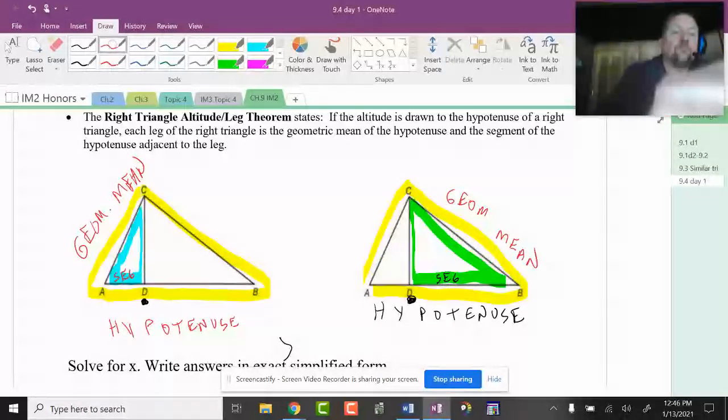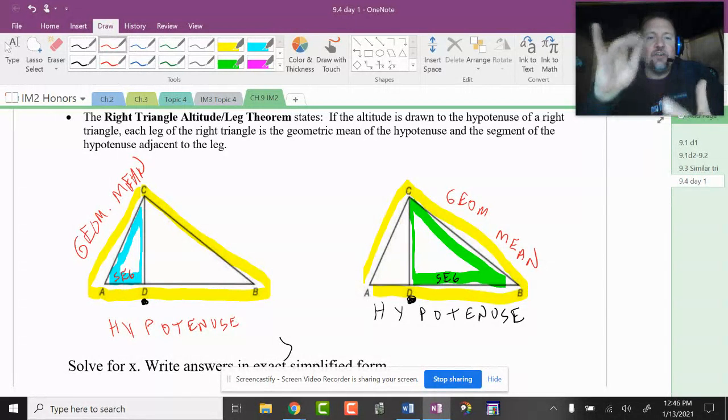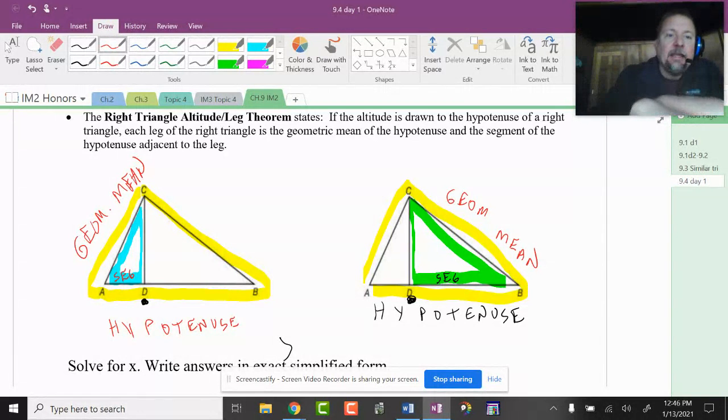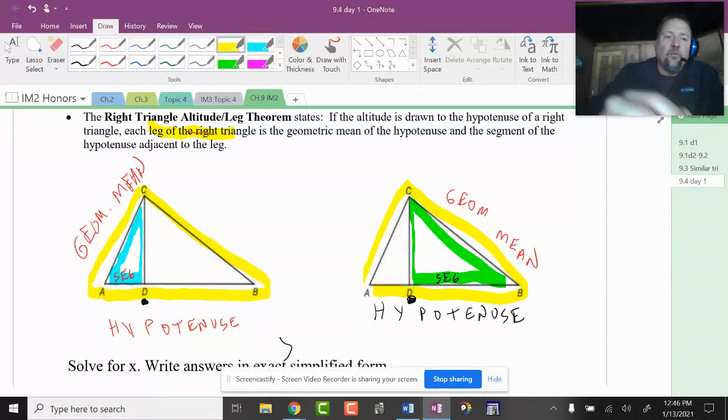Okay. So reading this statement: if the altitude is drawn to the hypotenuse of a right triangle, each leg of the right triangle, and they really should say the big one, the big yellow one. So each leg of the right triangle, my pen just really is not activating right now.